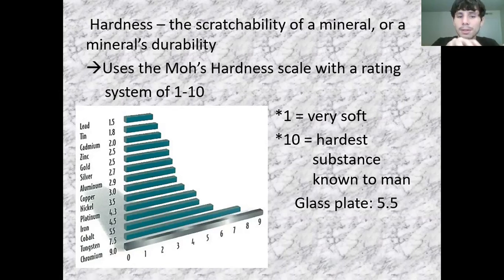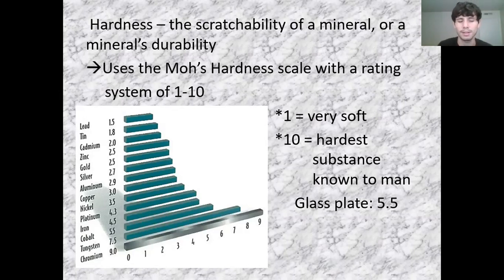In the videos you guys will be looking at, the mineral will be scratched against a glass plate and, I believe, a copper nail. How you're going to interpret that is you're going to see if the mineral can scratch the glass plate. The glass plate is just a piece of glass. So if the mineral does scratch the glass plate, that means the glass plate is softer than that mineral, and the mineral is harder than, in this case, 5.5.